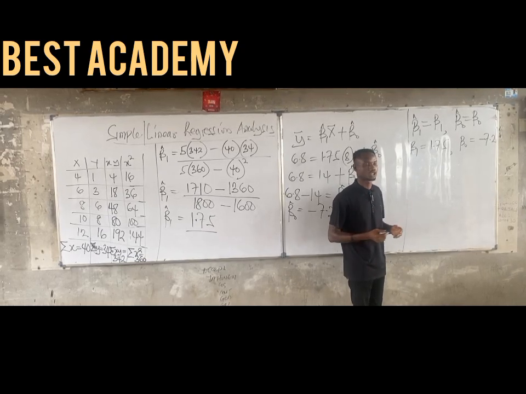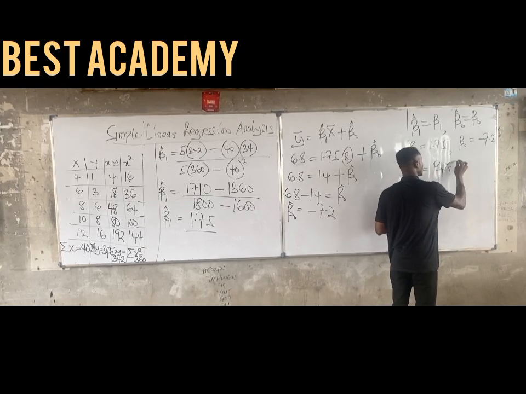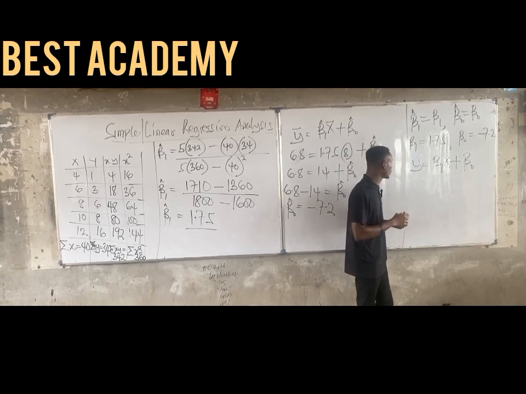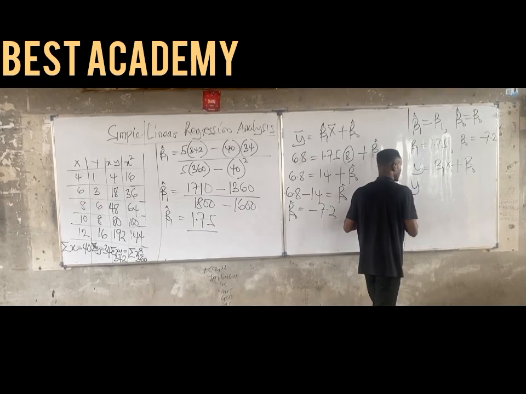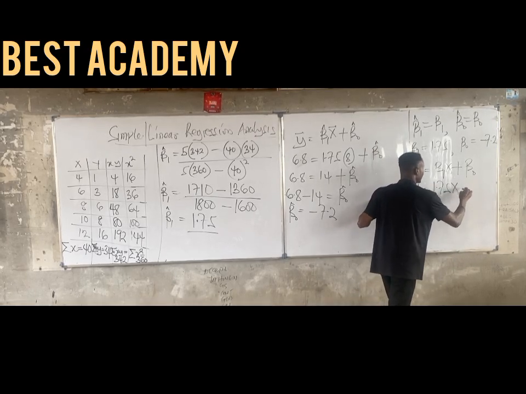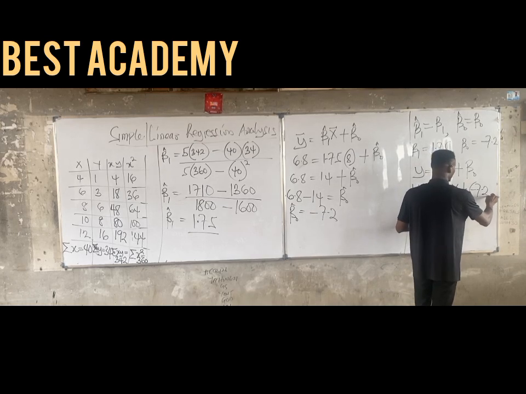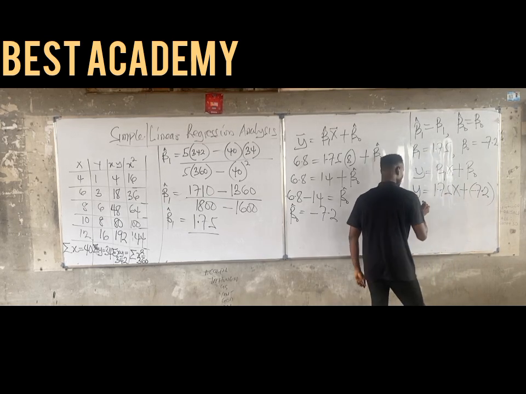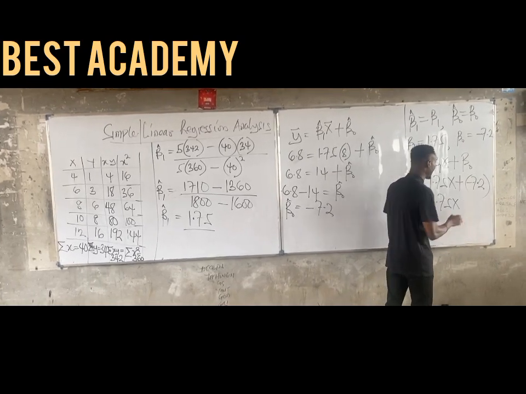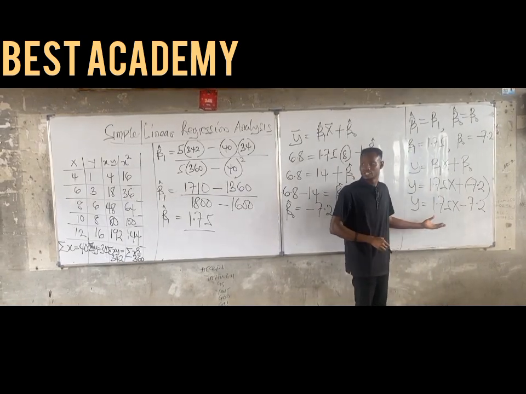Now what is the regression equation here? It's said to be y is equal to beta 1 s plus beta not. Please take note. This is called the regression equation. Class, y is not given to us. So y is equal to beta 1, which is 1.75 of s, plus beta not, which is minus 7.2. Please take note. So y will be equal to 1.75 of s plus times minus 7.2. This is our line of best fit equation here.